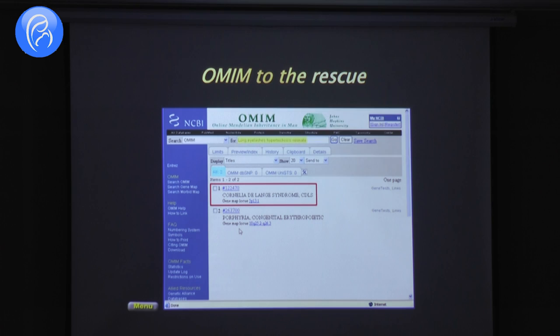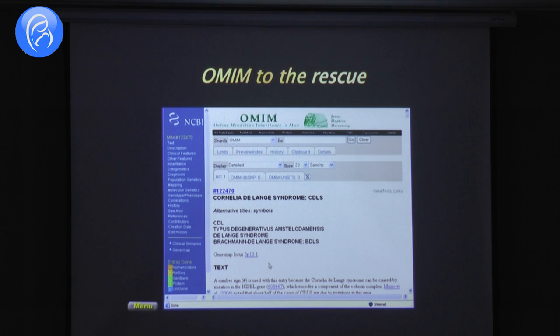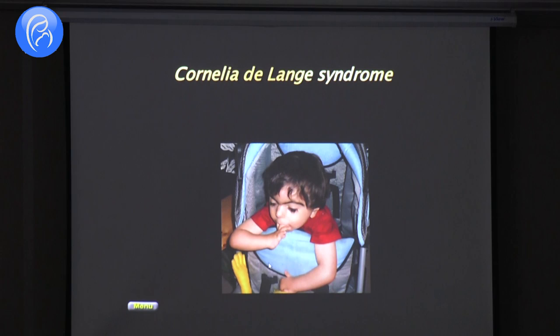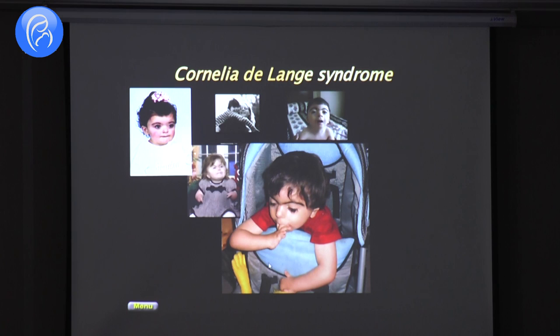Now, which of these diagnoses is it? Cornelia de Lange syndrome. And if you click over here, you have a whole description of Cornelia de Lange syndrome. Now, that's interesting because this is what those babies look like. What's the prognosis for Cornelia de Lange syndrome?